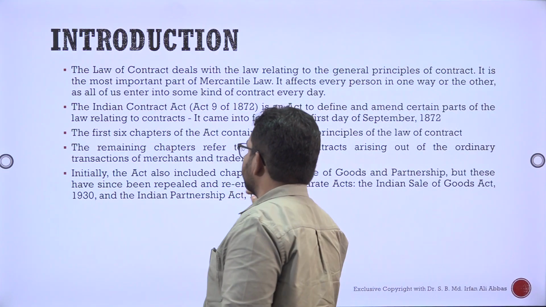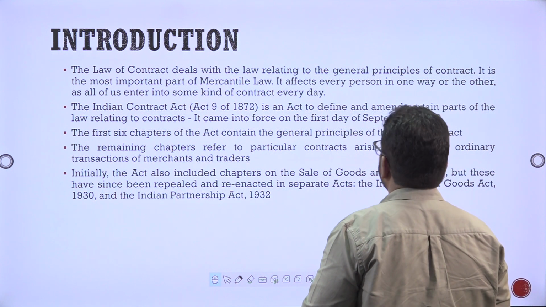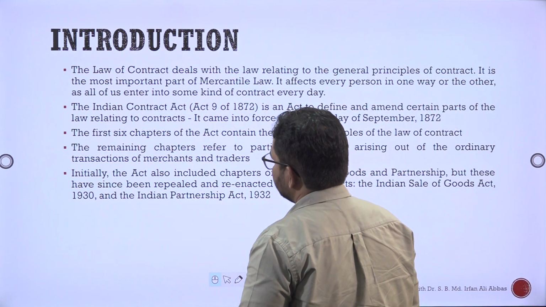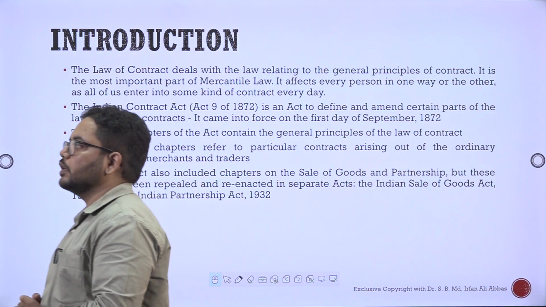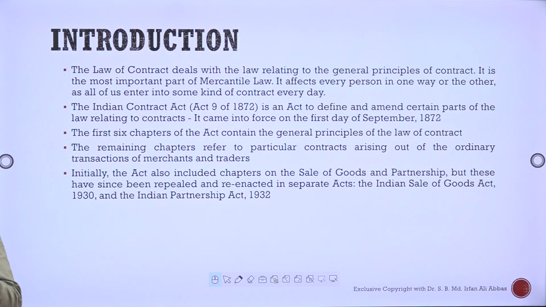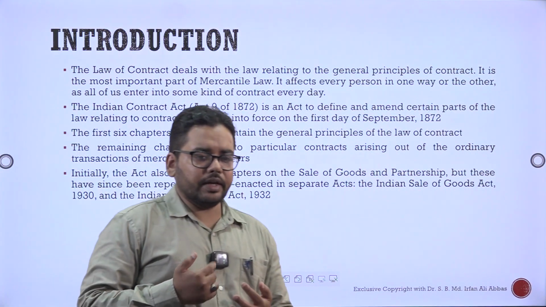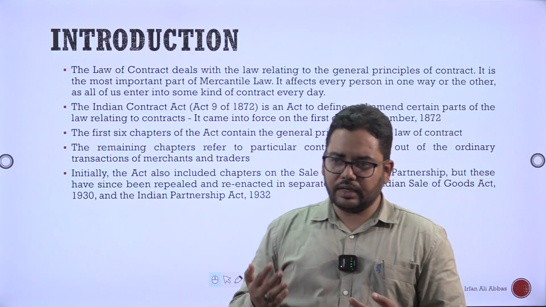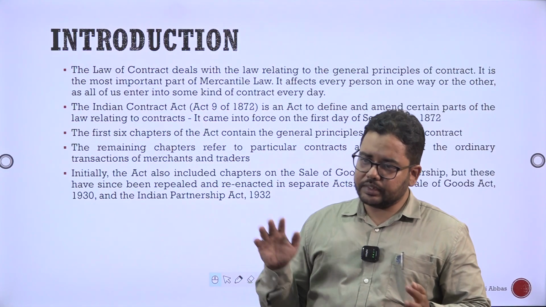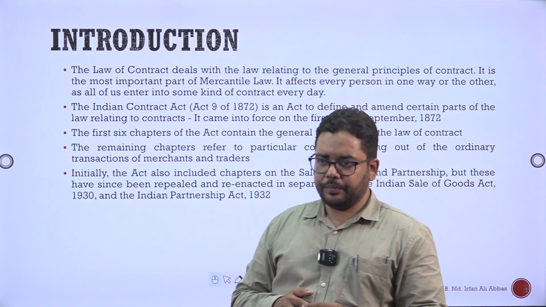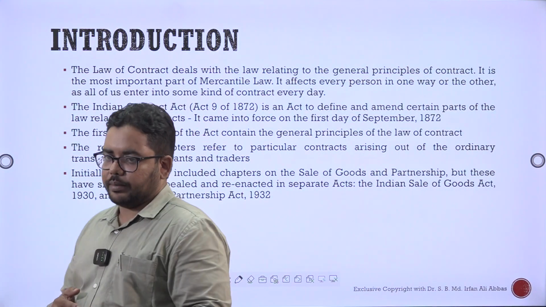It is the most important part of mercantile law, and it affects every person in one way or the other, as all of us enter into some kind of contract every day. Just as we say that law regulates each and every individual from cradle to grave, you can see the presence of the Indian Contract Act also, from the time you wake up in the morning till the time you sleep.